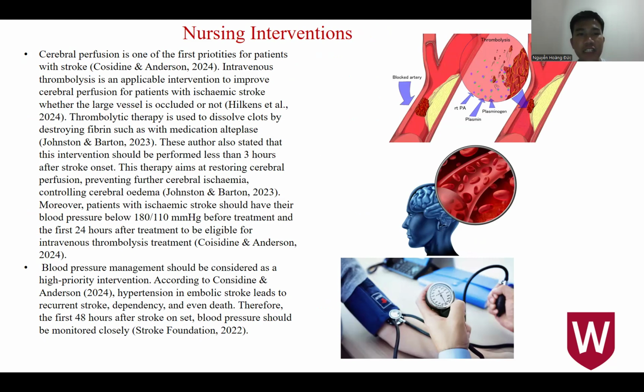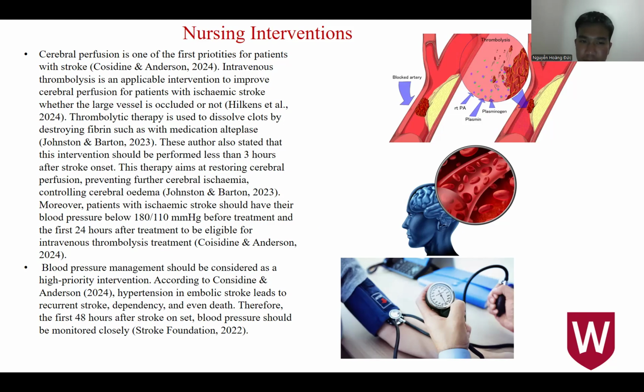So cerebral perfusion is one of the first priorities for patients with stroke. Intravenous thrombolysis is an applicable intervention to improve cerebral perfusion for patients with ischemic stroke, whether the large vessel is occluded or not. Thrombolytic therapy is used to dissolve clots by destroying fibrin, with medications like alteplase. This author, Johnson Barnes, also stated that this intervention should be performed less than 3 hours after stroke onset.